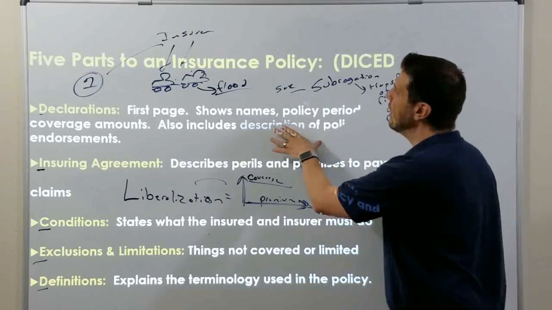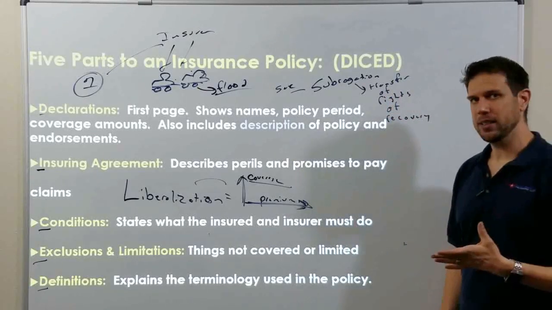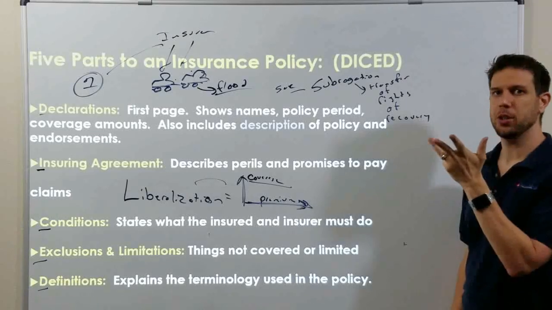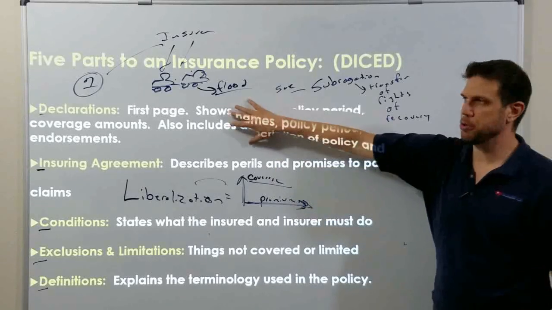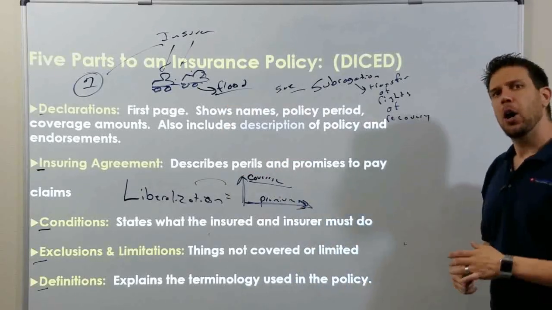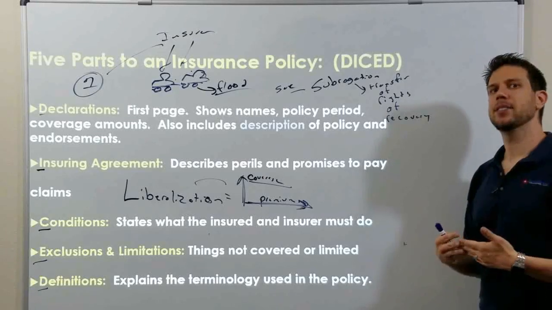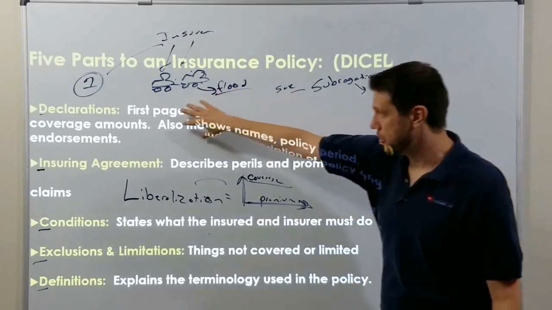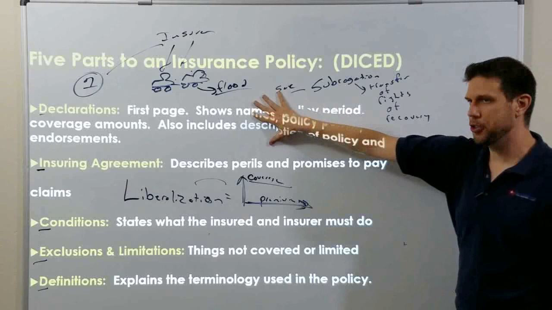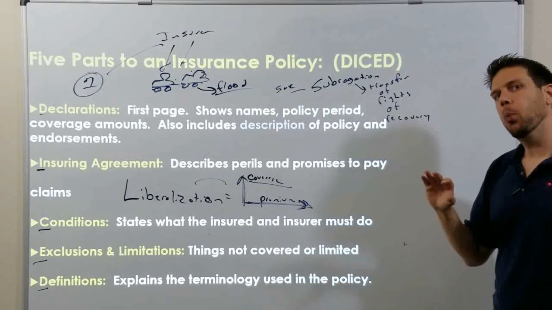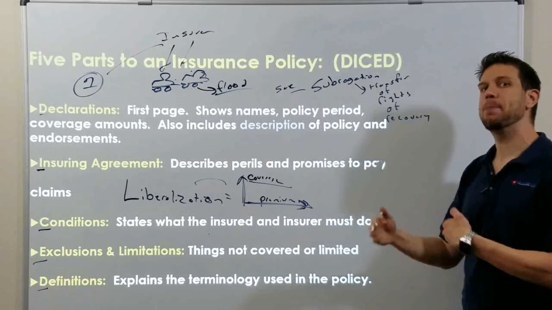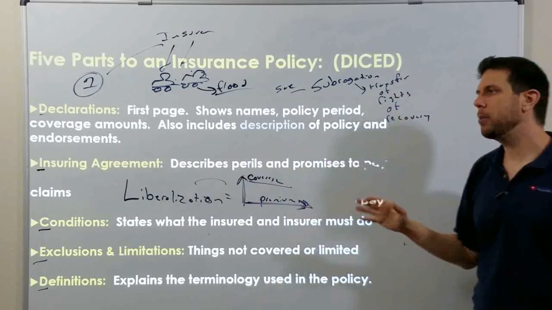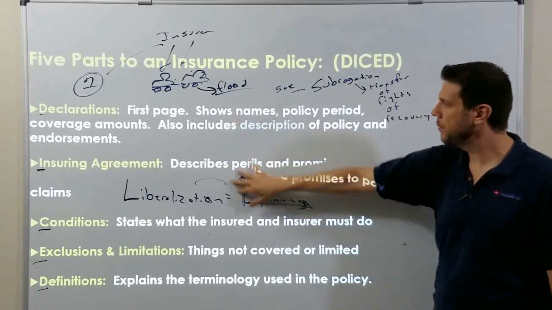Which of the following is not found on the declarations page of a policy? Insured's name, agent's name, insured's address, insured's social security number. You will not find their social security number on the dec page. Which portion of the policy describes the property being insured? And that is the declarations page. It describes what is being insured. On your test, which portion of the policy describes the perils insured against? That's the insuring agreement. The insuring agreement tells you what your property is covered against.